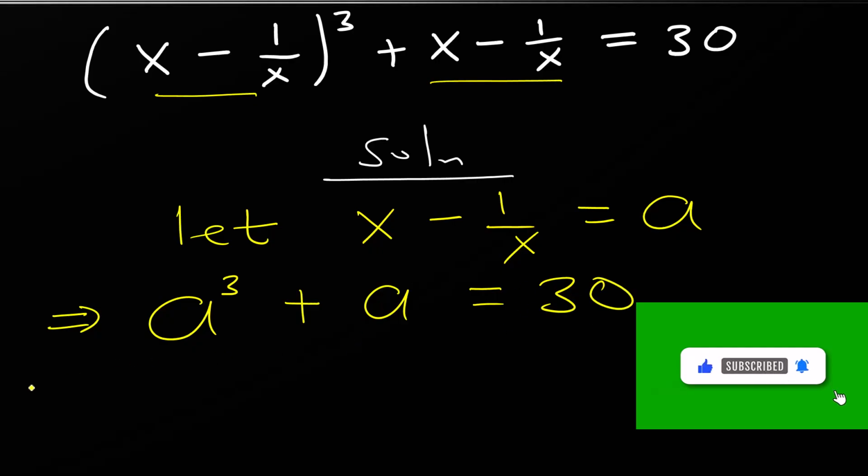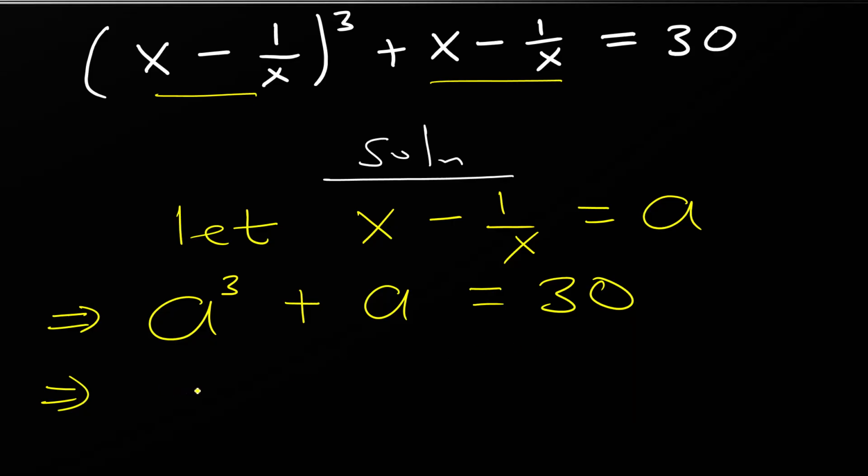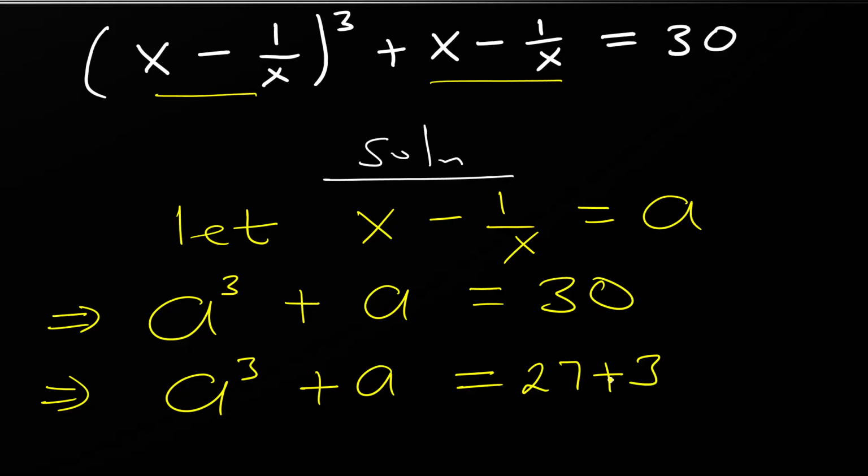All right. Now let's arrange this. That will be a cube plus a equals, okay. Now we want to write 30 as 27 plus 3. Why? Why not 15 plus 15 or 25 plus 5? And I'm using 27 plus 3.